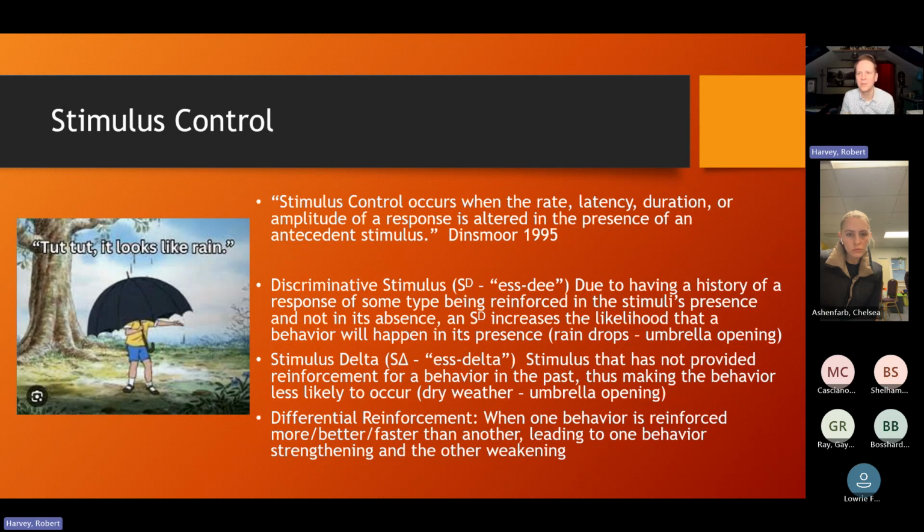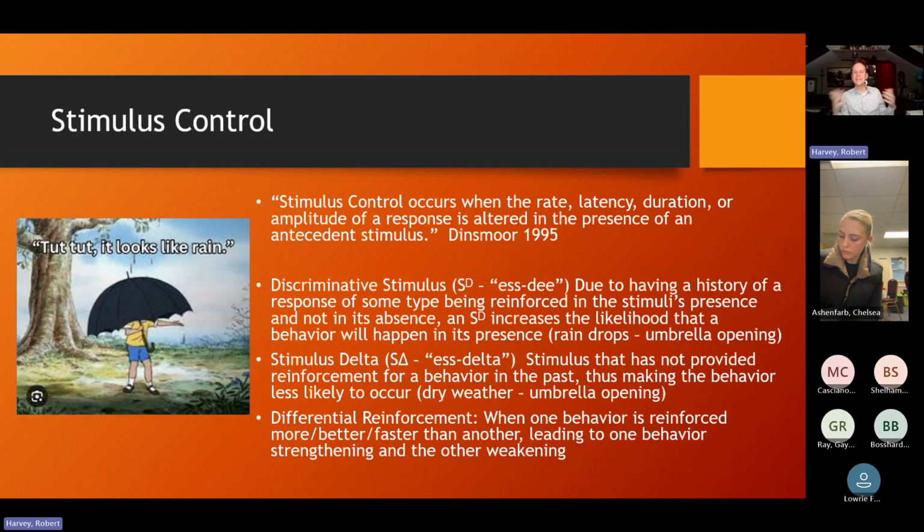I saw Chelsea nod, so I'm going to take that as agreement from everybody, because she's the only person I can see. And then differential reinforcement we need to know about, because this is really what's leading to these states of having an SD or having an S delta. So when a behavior produces more or less reinforcement, that's strengthening and weakening different responses.